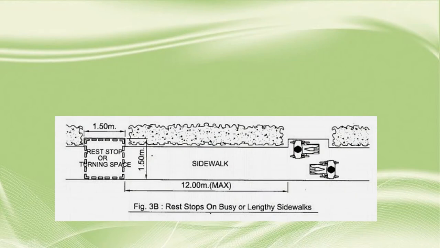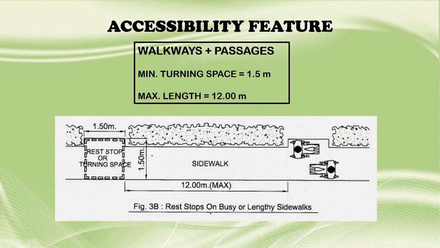In lengthy or busy walkways, turning spaces or rest stops should be provided at some point along the route so that a wheelchair may pass another or turn around. Minimum turning space, 1.5 meters, and should be spaced at a maximum distance of 12 meters between stops.